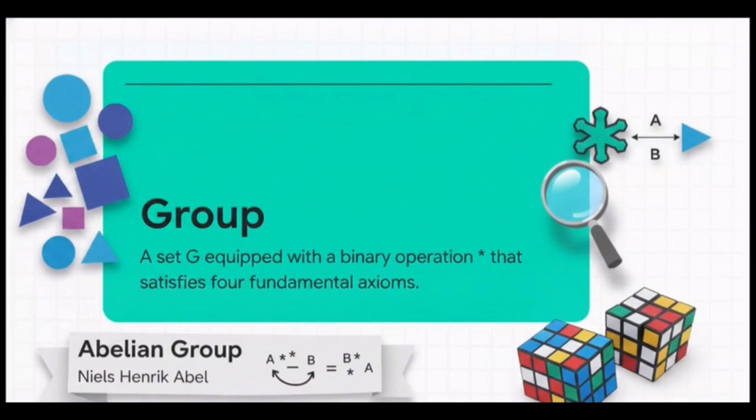A group is simply a set which we'll call G, equipped with a binary operation represented by a little star symbol. We write this out as G, star in parentheses. Now, don't let the abstract letters throw you off. G is just a collection of things, and the star? It's just a placeholder for a physical action, like adding, multiplying, or twisting that Rubik's Cube. Oh, and a quick side note, if the order of your operation doesn't matter, meaning A star B gives the exact same result as B star A, we call that an abelian group, which basically just means it's commutative.